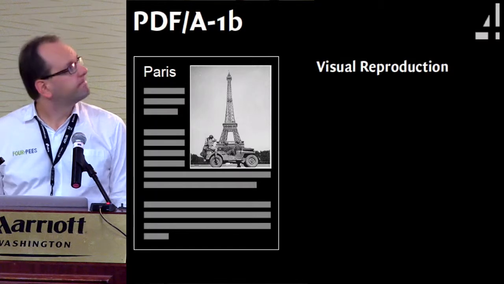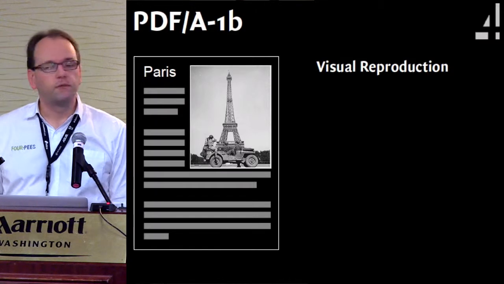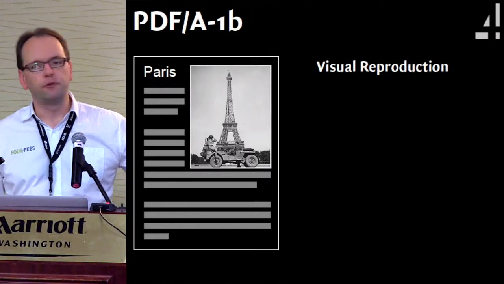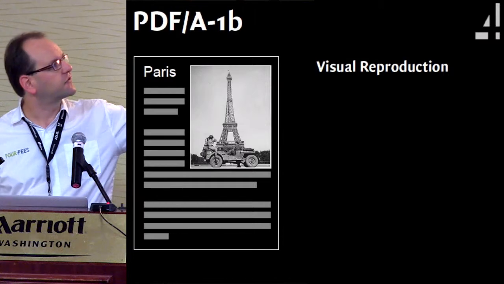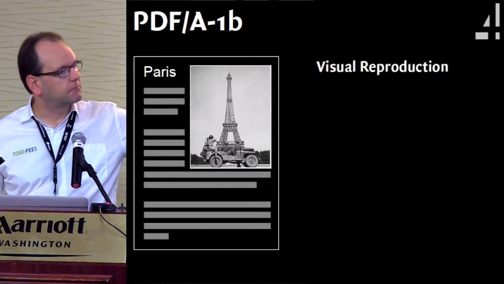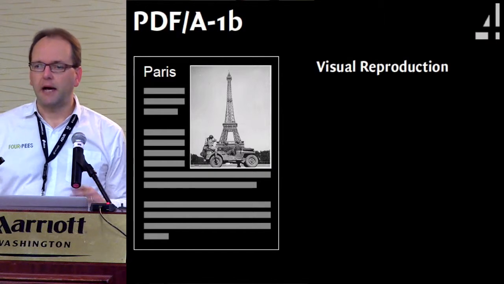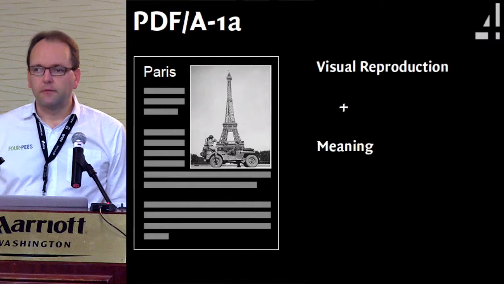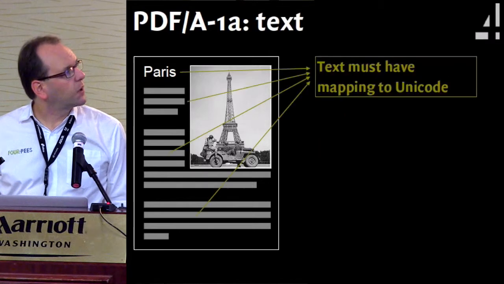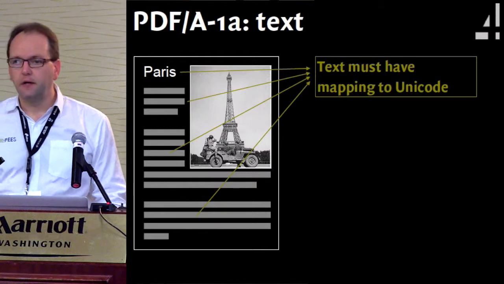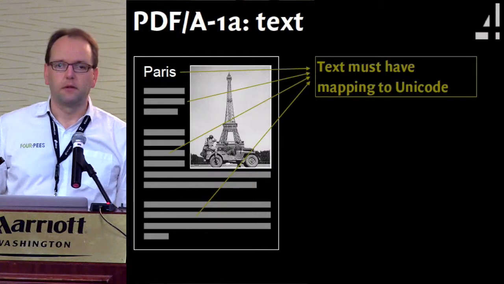Another way to look at it, PDF A1B, visual reproduction. I'm not interested in anything other than being able to reproduce this 50 years from now, and it has to look the same. I have to have the same picture, the same text in there, has to look the same, that's all. If you have the A flavor, I'm also interested in meaning, and what that means is that text, for example, has to be in there in a very specific way.